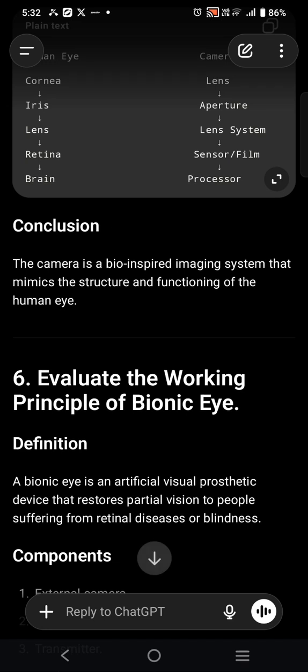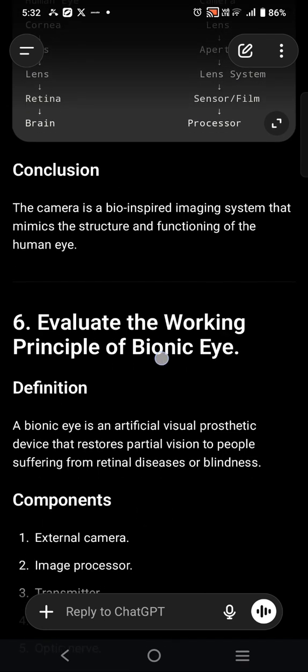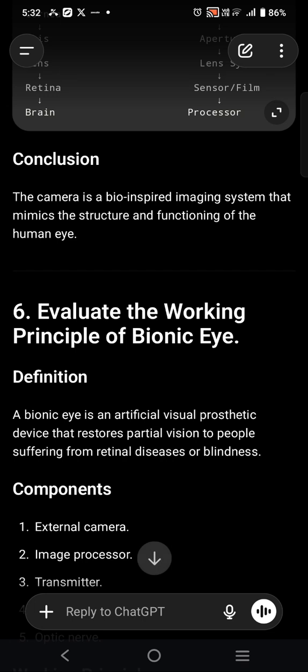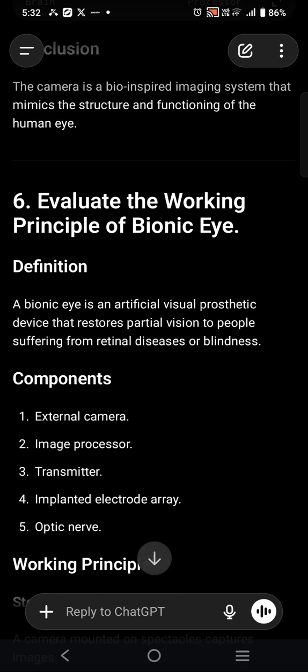The camera is a bio-inspired imaging system that mimics the structure and functioning of the human eye.